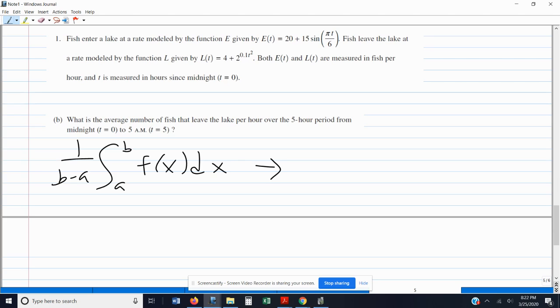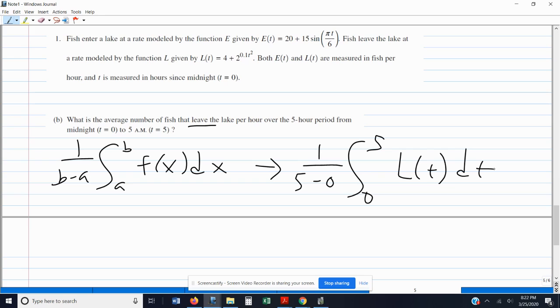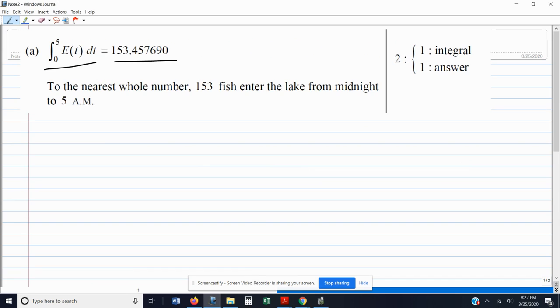So because we are asked about the fish that are leaving from times 0 to 5, we're going to have 1 over 5 minus 0, integral from 0 to 5, and then the function for the fish leaving is L of t dt. For that one, I'm not going to show you me typing that into the calculator, but you would type that into your calculator and then get your answer.